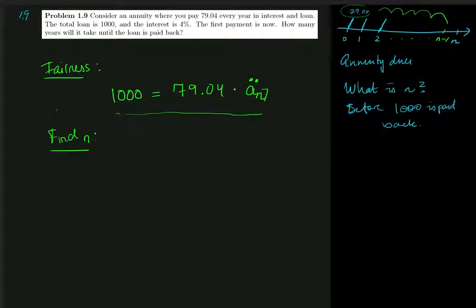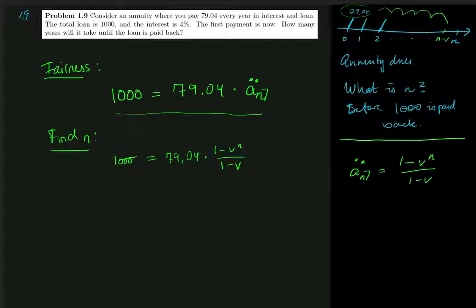Well, let's take a look at this. If we look inside the book, the present value of an annuity due that lasts n periods is given by the fraction 1 minus v to the n divided by 1 minus v. And that's good because we can see n in this expression, so the only thing we need to do is to isolate n. In the expression, 1,000 equals 79.04 multiplied by 1 minus v to the n divided by 1 minus v.